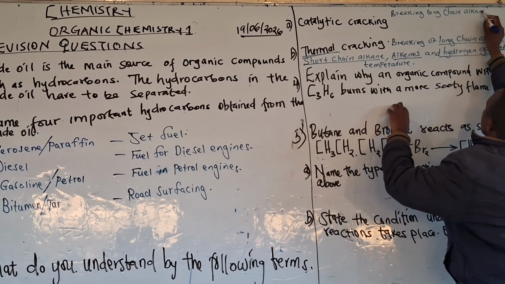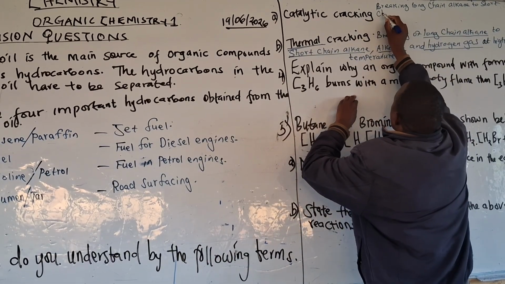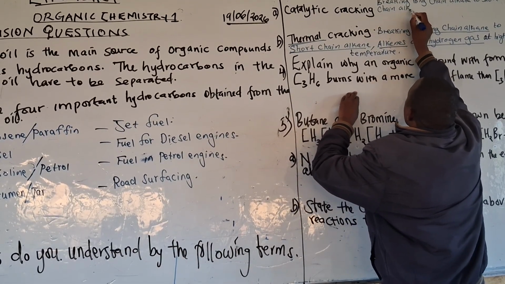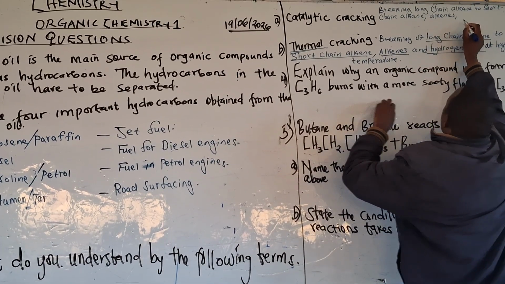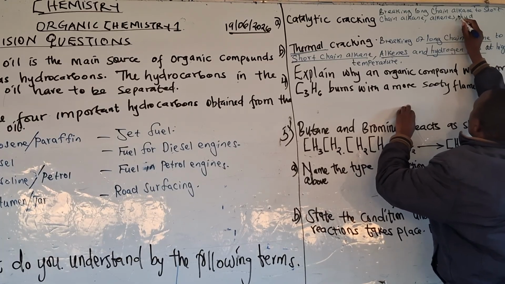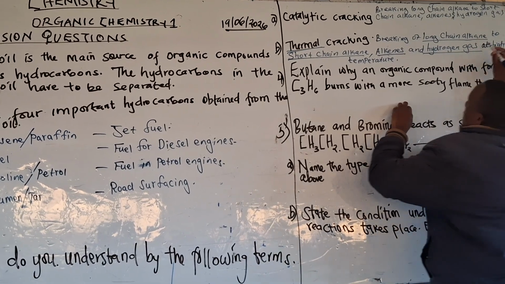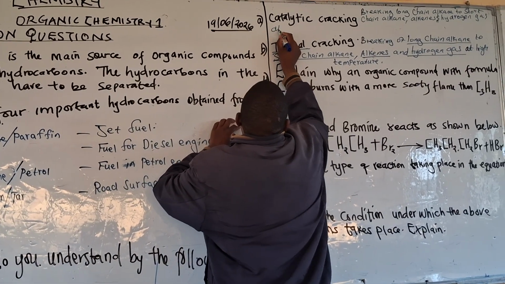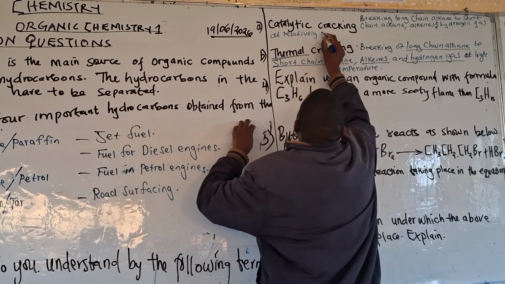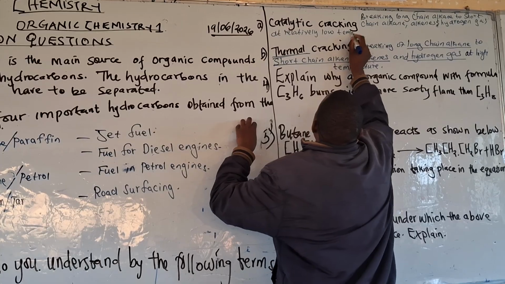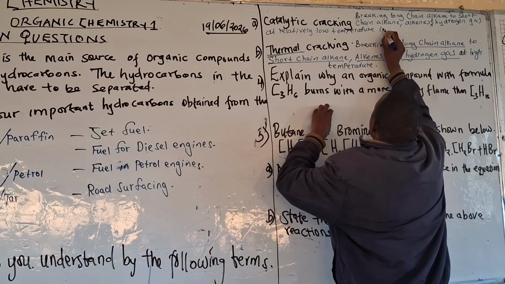alkane to what? The short chain alkane, alkenes, hydrogen gas. This is hydrogen gas. At what? At relatively low temperature. At relatively low temperature. Okay. In presence of a catalyst.